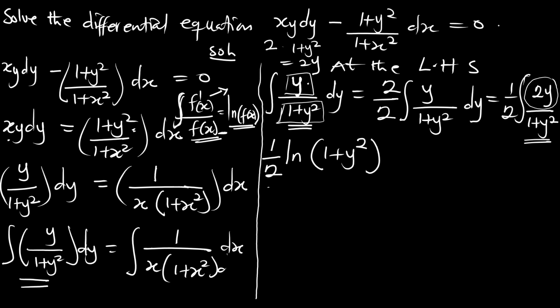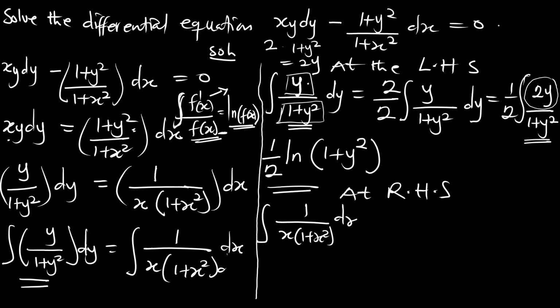Are we okay? Now let's look at the right hand side. What are we getting? So at the right hand side, look at our integration. Our integration is of the form 1 on x(1 plus x squared) dx. We can only integrate this using partial fraction. This is integration by partial fraction.